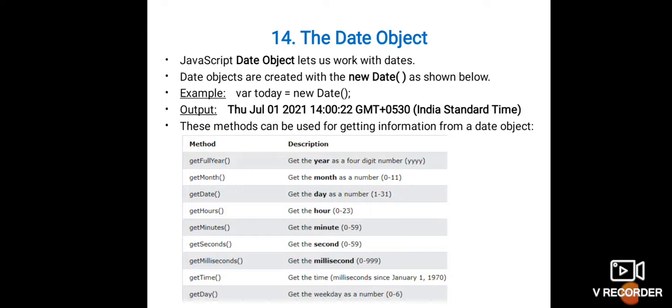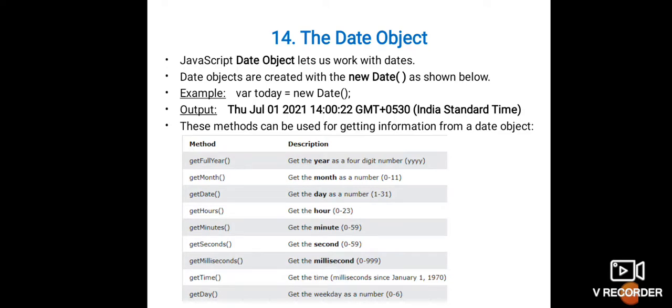You can see the output, it's going to display today's date, that is Thursday. THU means Thursday, July 1, 2021, and it's displaying the time in the format of hours, minutes and seconds. Here GMT means Greenwich Mean Time. It shows the Indian Standard Time, that is plus 0530. GMT plus 0530 shows the Indian Standard Time.